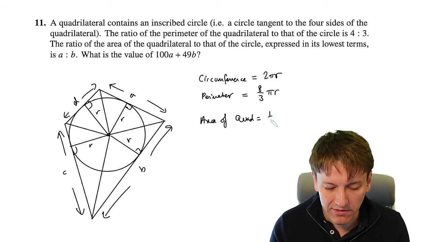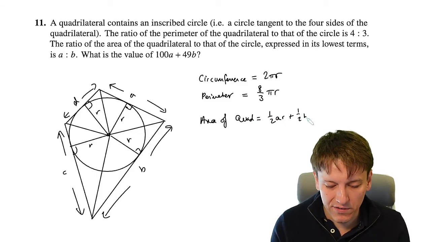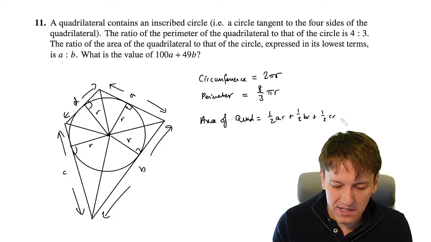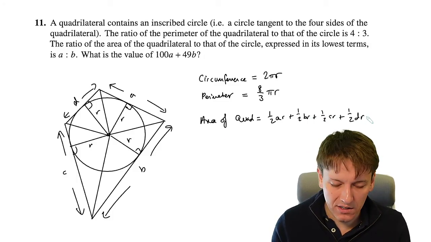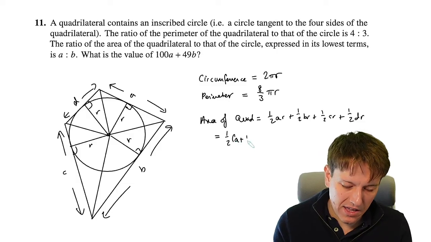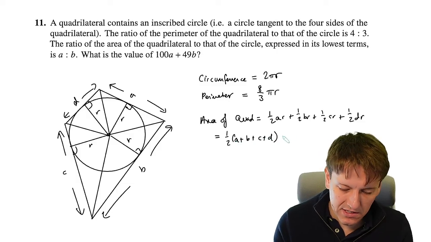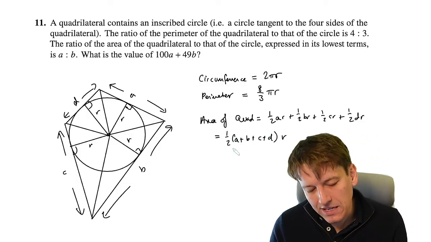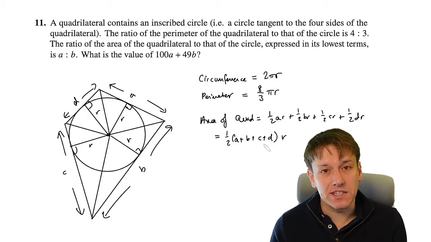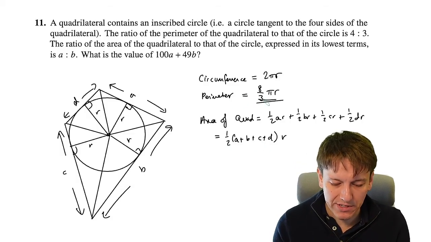They're all half base times height, right? So it's a half AR plus a half BR plus a half CR plus a half DR. Well, that's just a half (A plus B plus C plus D) times R. But the perimeter is A plus B plus C plus D of the quadrilateral, right?